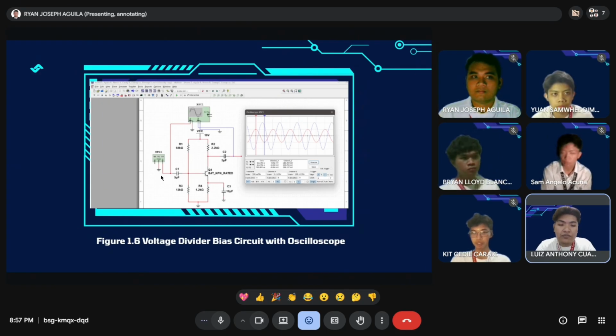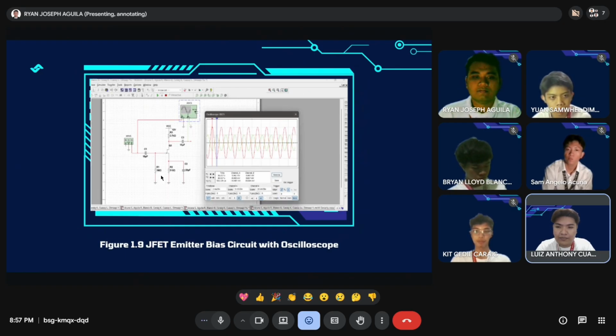the figure above shows a voltage divider bias circuit connected to a dual channel oscilloscope, and the oscilloscope is used to compare the input signal from the function generator with the resulting output waveform from the collector of the NPN transistor. Now for Figure 1.9, which is the JFET emitter bias circuit with oscilloscope.